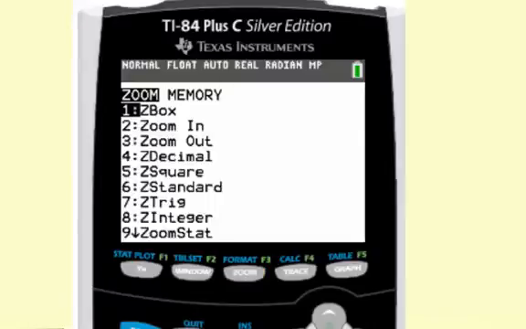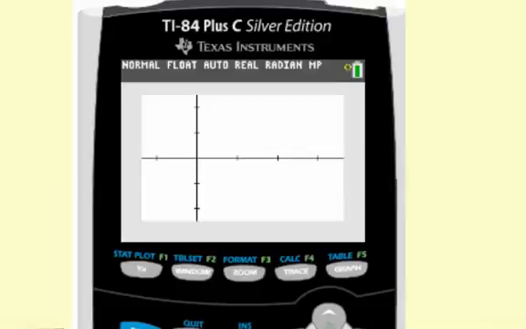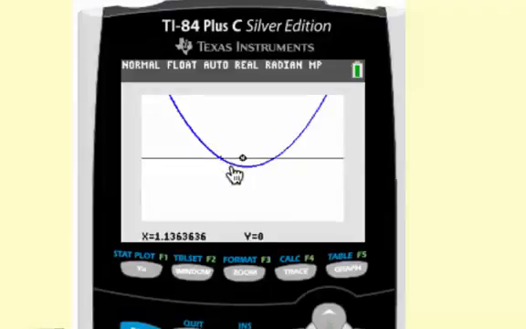So I'm going to do option 2 this time for zoom, and I'm going to zoom right into the vertex. So I'm just moving the right arrow to get my zoom point right there, and then enter. Okay, so if you look closely, and I'm going to zoom in one more time, press enter again, it just barely crosses the x-axis.